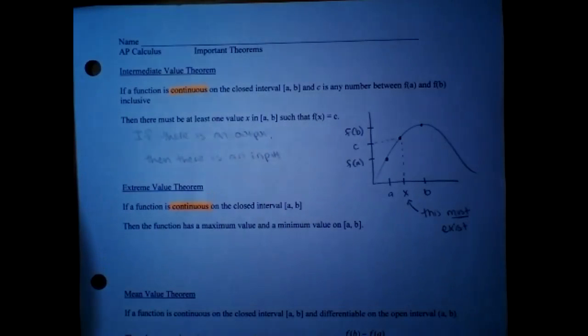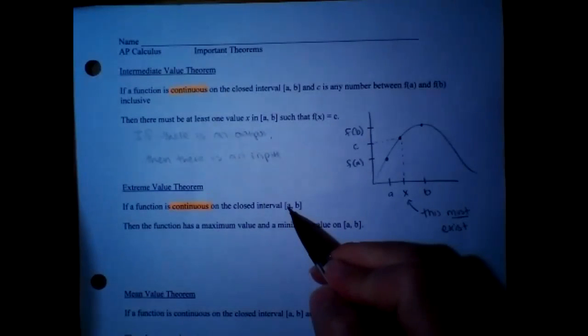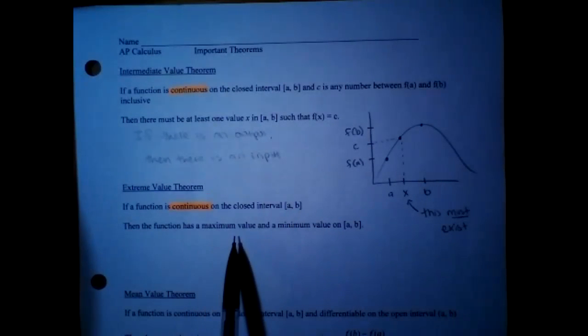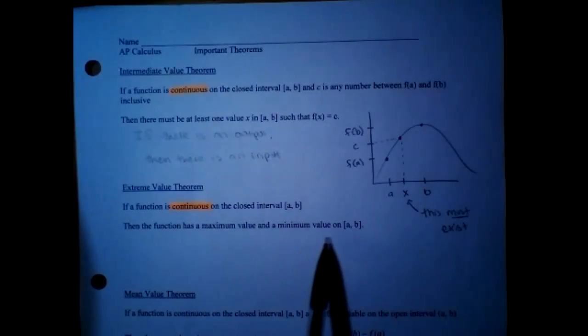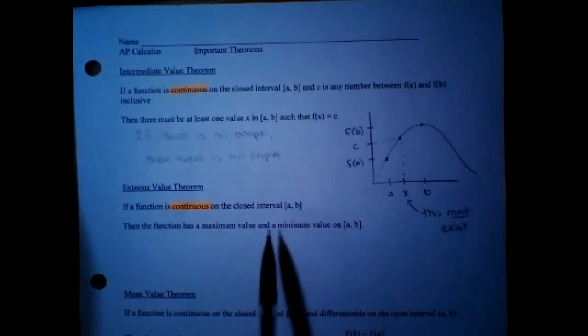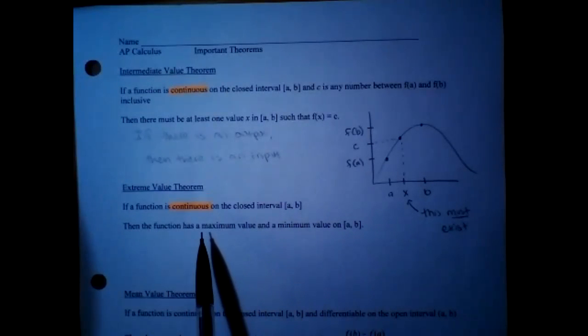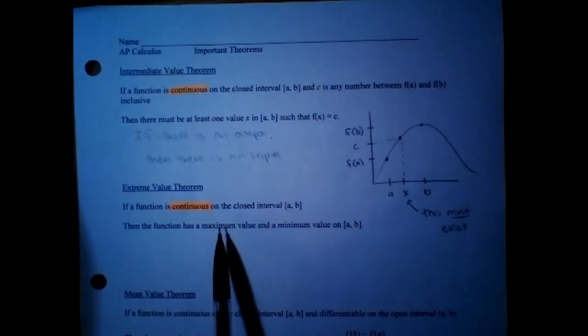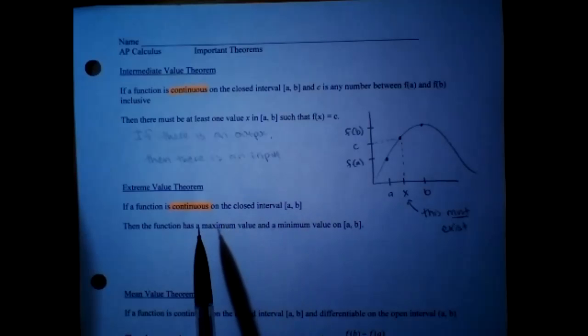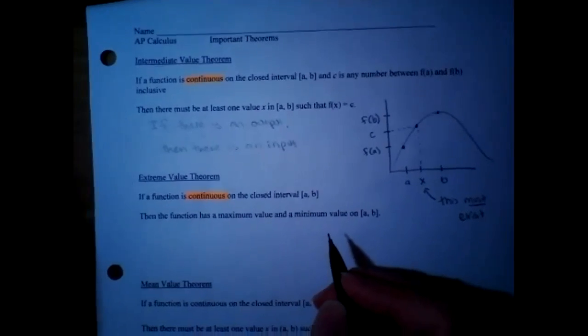So this one says if your function is continuous on the closed interval A to B, then the function has a maximum value and a minimum value on A to B. That one's a little bit easier to interpret. It's just saying that there has to be a maximum and a minimum. If you have a continuous function, you're going to get a high point and a low point. So I'm not going to necessarily draw a picture for that one.